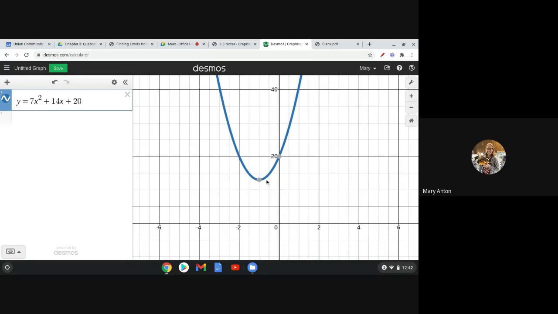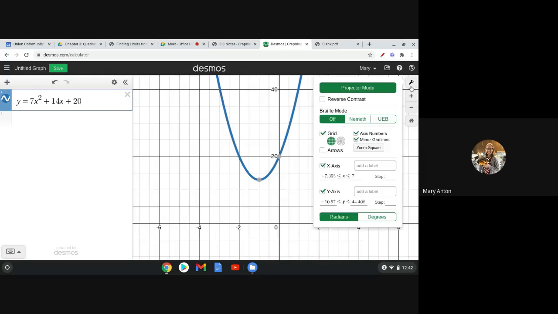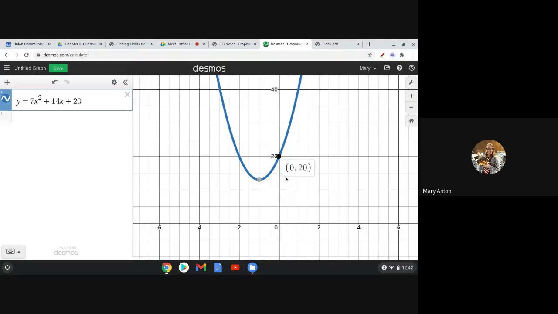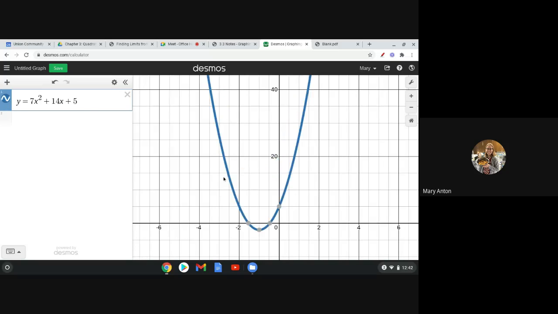Okay, y-intercept. That's where this crosses the y-axis, right? Can you see this okay? Where does this cross the y-axis? At 0, 20. Do you see a 20 in that equation? Yeah. Do you think that's always going to be that number? No? Well, 5. Okay, here's 5.